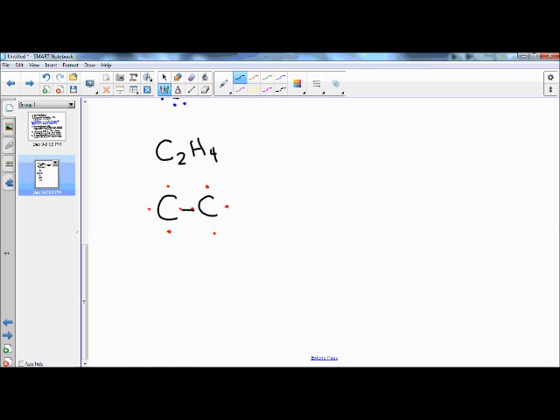So I'm going to put 2 hydrogens attached to this carbon, and 2 hydrogens attached to this carbon. I'm going to use green for hydrogen. Each hydrogen has a single dot because it sits over the top of the alkali metal family. I'm going to draw lines to attach each of the carbons to the hydrogens.